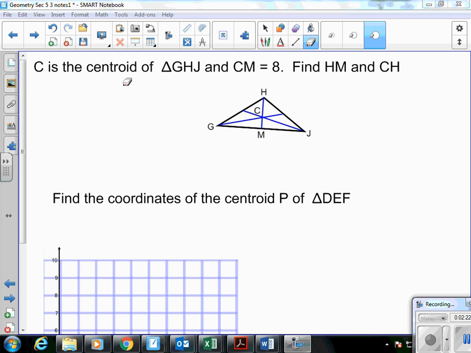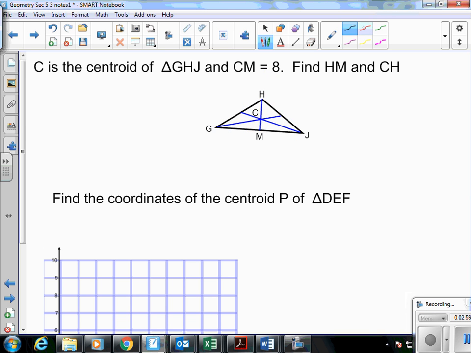So here C is the centroid of triangle GHJ, and CM is equal to 8. And remember, when there's not a line over the two letters, we're talking about the length of that segment. So this is read as the length of CM equals 8. Find the length of HM and the length of CH. So we're looking specifically at this median from H to M, and it tells us that CM is 8. So that length is 8 right there.